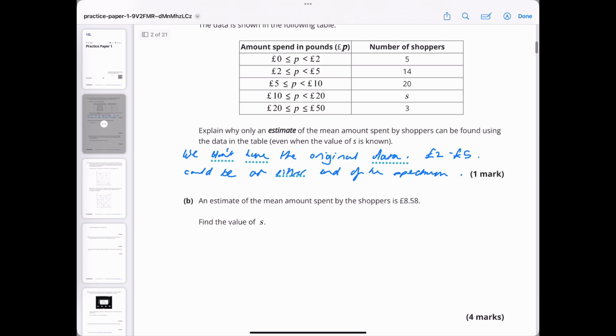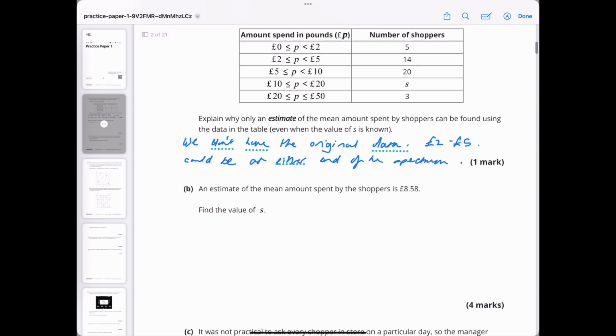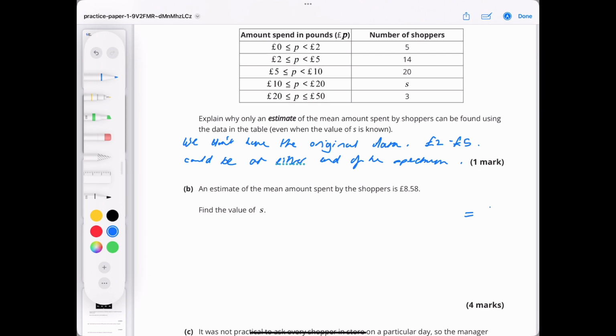Right, and estimate the mean. The estimate of the mean amount spent by the shoppers is £8.58. So find the value of S. So what we have to do is find the midpoint of each of these. So let's say £8.58 over here.